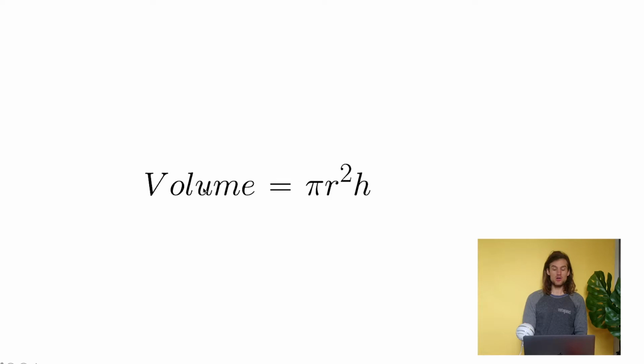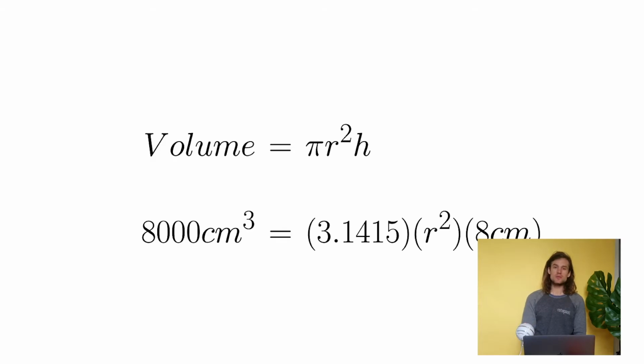Volume equals pi r squared times h. Take that circle and multiply it by the height. All right, so we're going to substitute in our numeric values here. We want 8,000 centimeters cubed for the volume. We substituted in 3.1415 for pi, giving it a little extra precision here. R squared, 8 centimeters for the height.